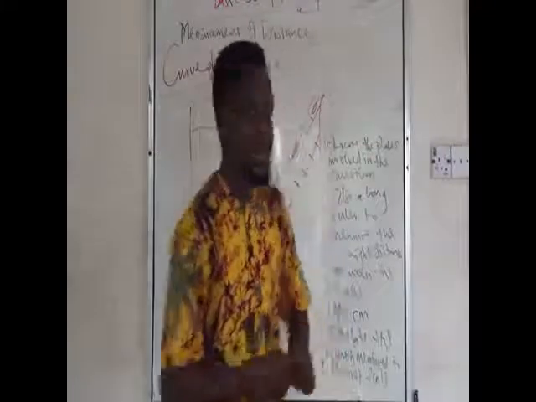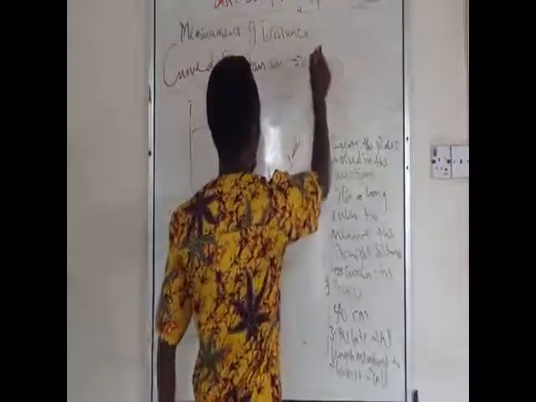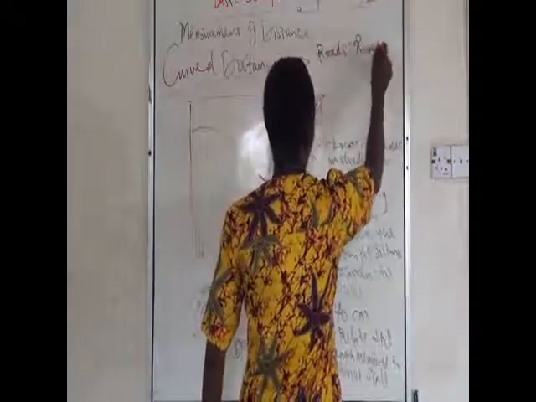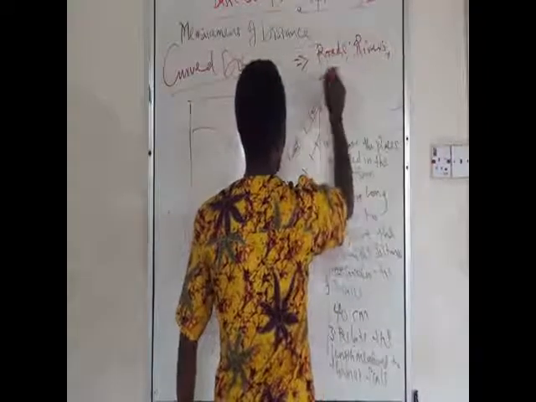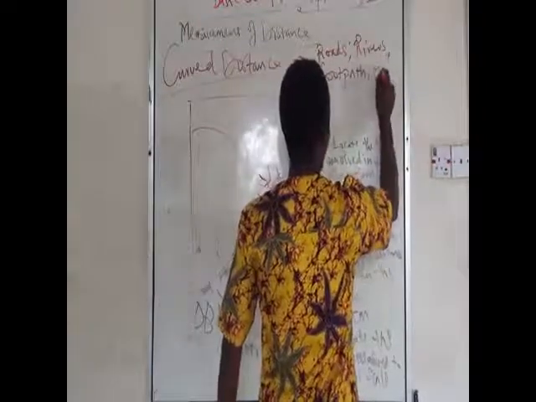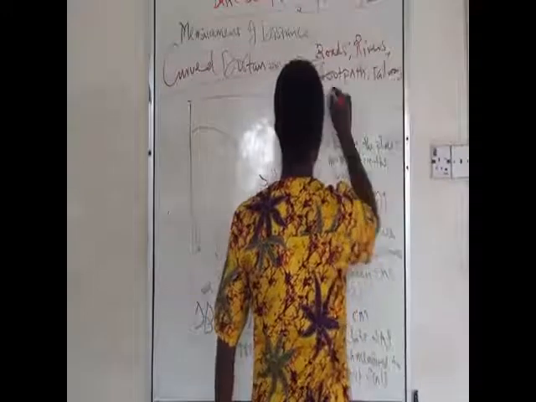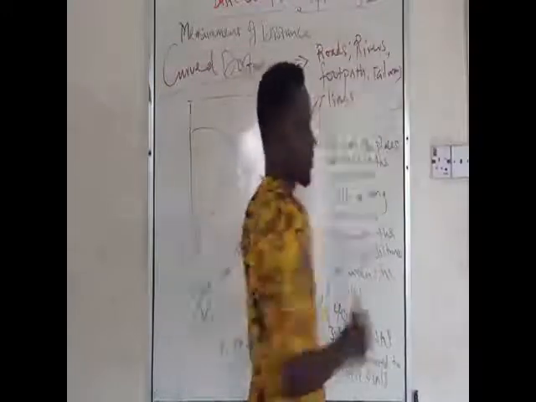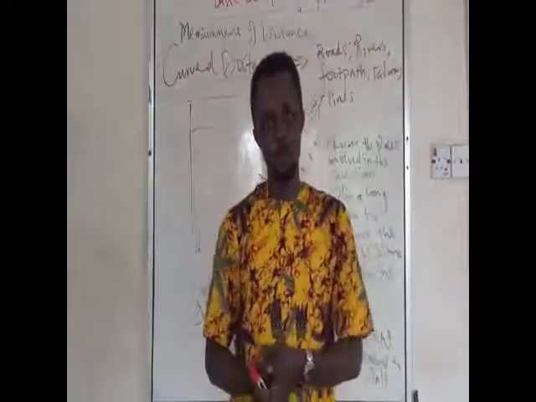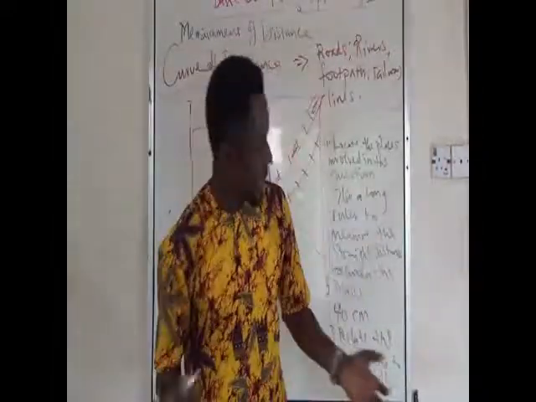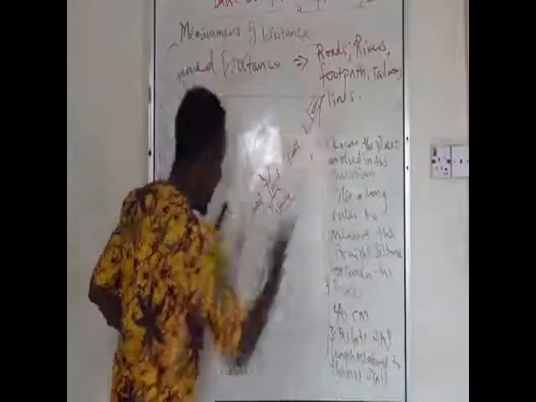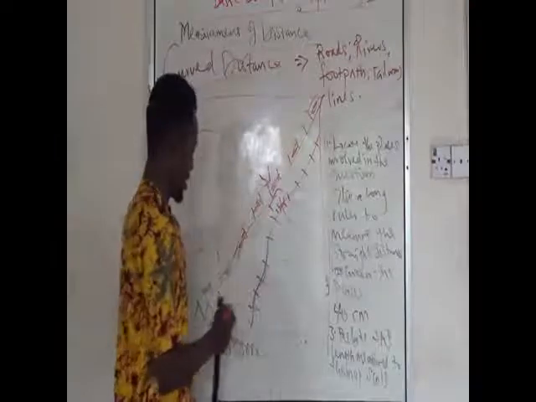Examples of curved distance are roads, rivers, footpaths, railway lines. These are examples of curved distance. So how do we measure it, knowing fully well that our ruler is not flexible? So how can we measure the length of this railway line?